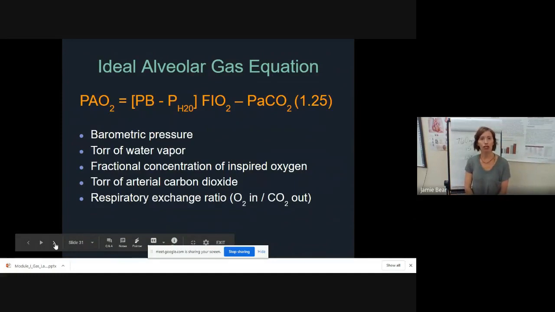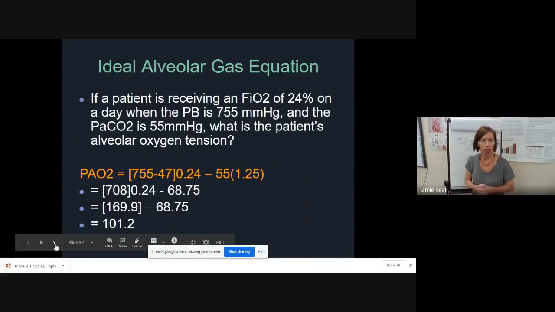Our final equation that we're going to look at is our ideal alveolar gas equation. So that's our P big AO2, which is alveolar. That's equal to our barometric pressure minus our water vapor pressure, multiplied by our FiO2, and that is all subtracted from our PaCO2 times the respiratory exchange ratio. And that's looking at our tissues, how much oxygen they uptake and consume versus how much carbon dioxide they put out based on our metabolism. Here's our equation. Let's do an example.